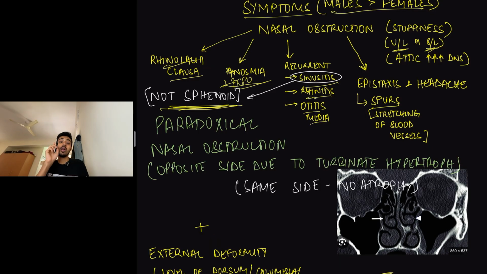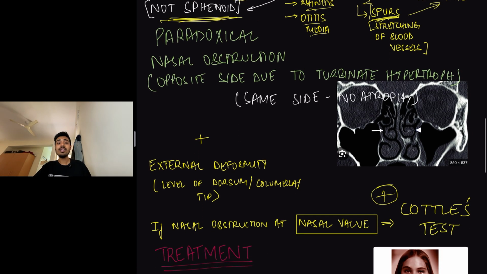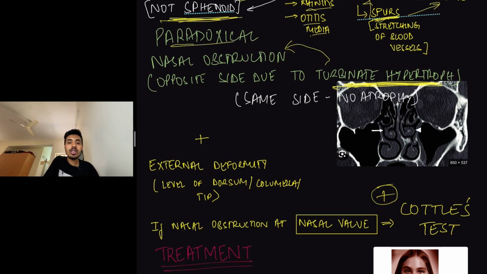Then nasal spurs, and specifically I told you it can lead to headache because of impingement on the turbinate, Slugger's neuralgia. It can cause epistaxis because of stretching of the blood vessels. Then, as I told, in C-shaped DNS, when the septum is deviated towards one side, on the opposite side you have turbinate hypertrophy. Now, this turbinate hypertrophy can actually lead to paradoxical nasal obstruction. The patient's septum is deviated towards the right side, let's say, but the patient is feeling obstruction in the left side. That is because of the turbinate hypertrophy. That is paradoxical nasal obstruction.